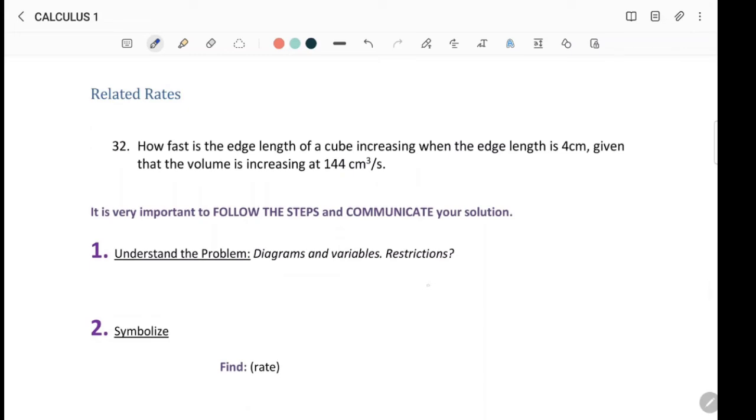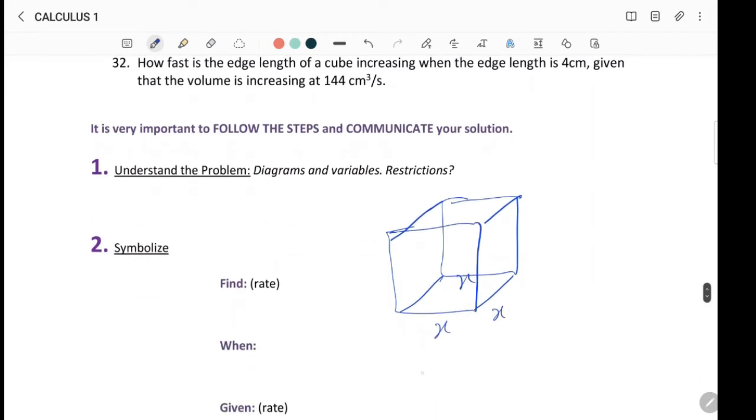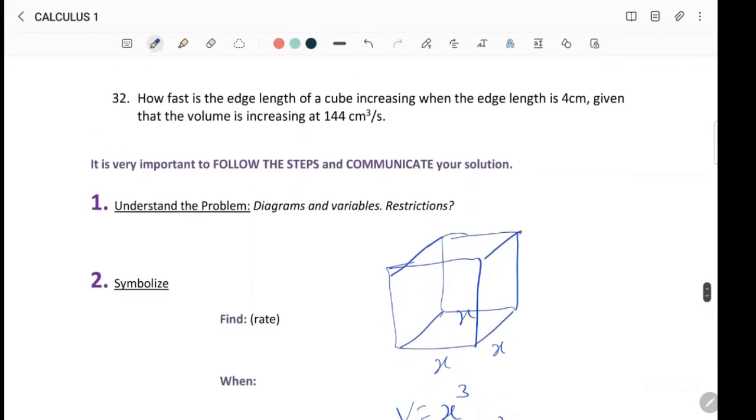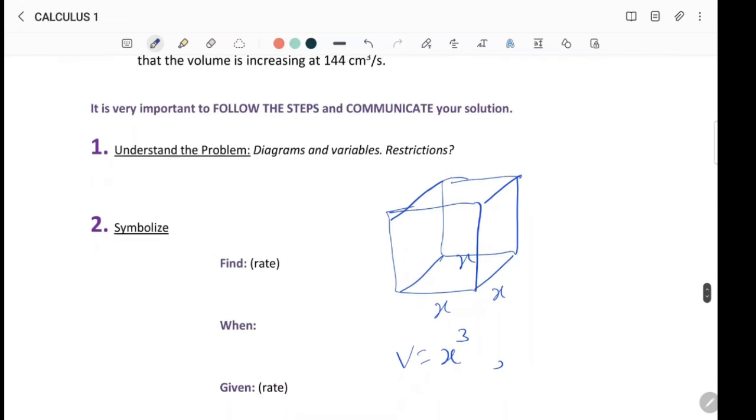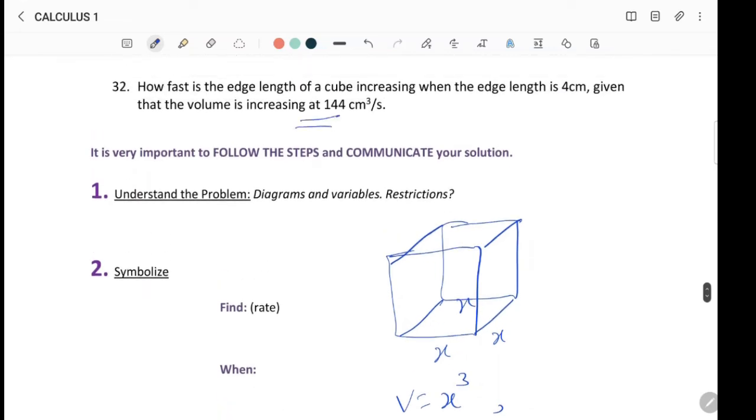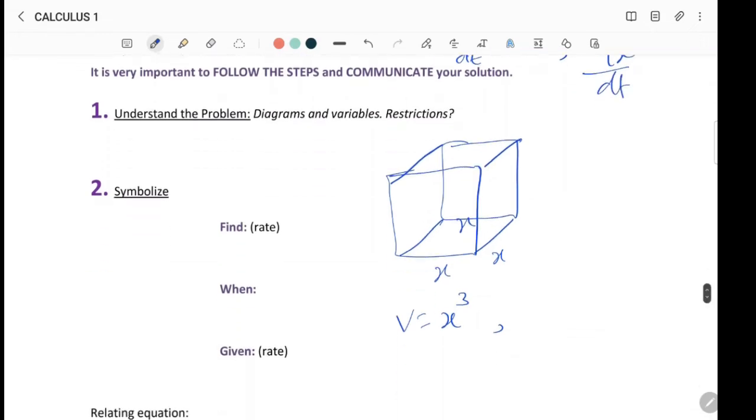First of all, it is a cube, right? So a cube has this kind of shape. This is x, this is x, and the height is also x. So the volume is x cube. Now the volume is increasing, so dV over dt is 144. And how fast the edge length changes, dx over dt, we need to find.